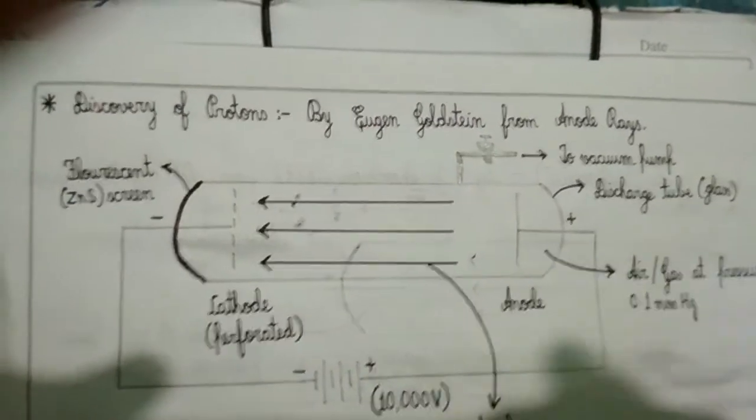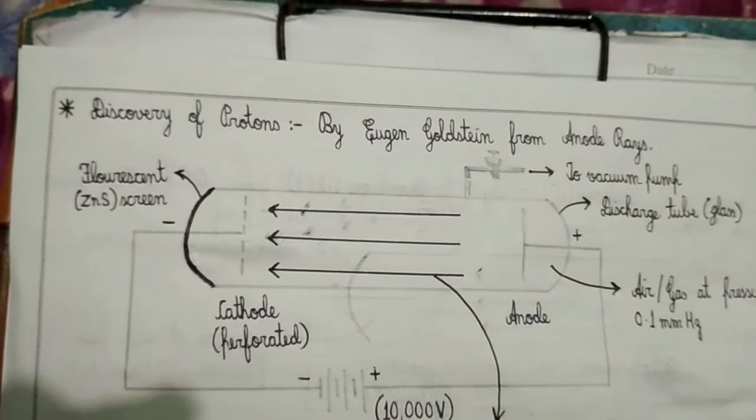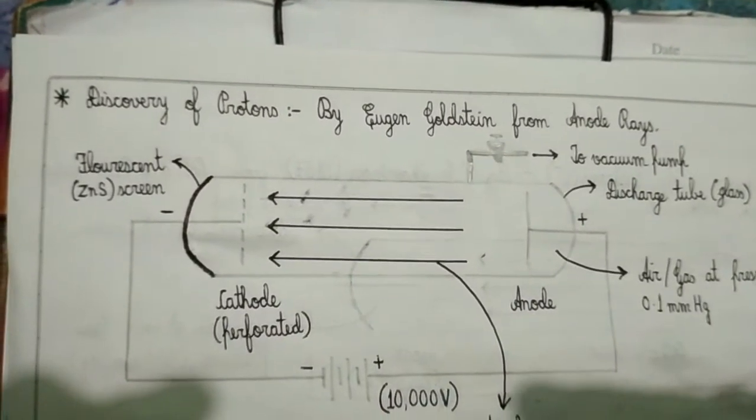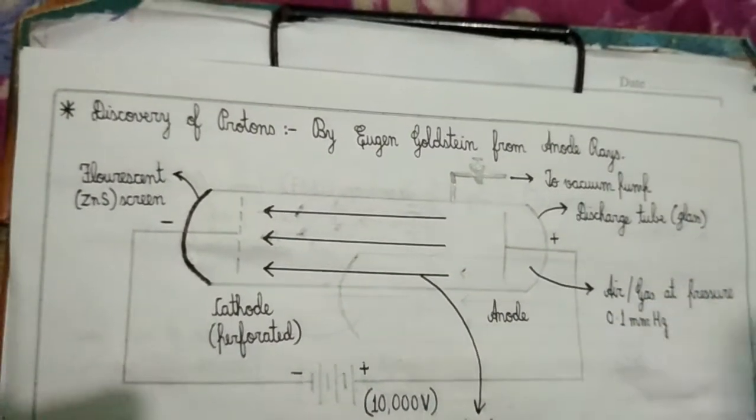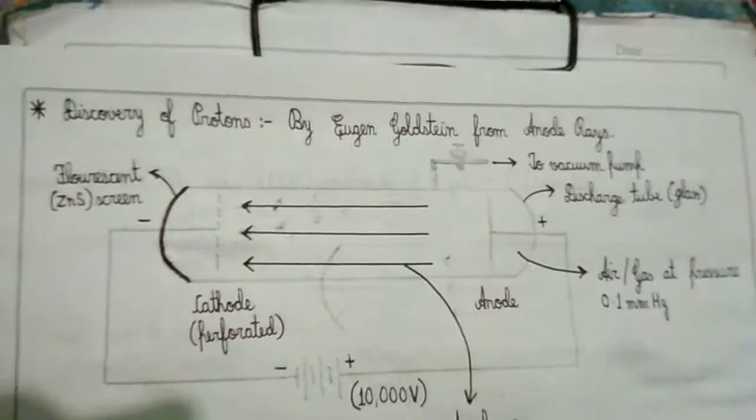So now let's talk about the discovery of protons by the scientist Eugen Goldstein. He discovered it from anode rays. Like electrons were discovered from cathode rays, protons were discovered from anode rays.